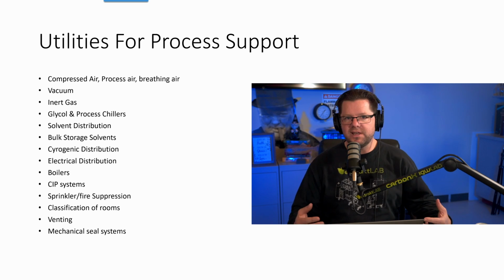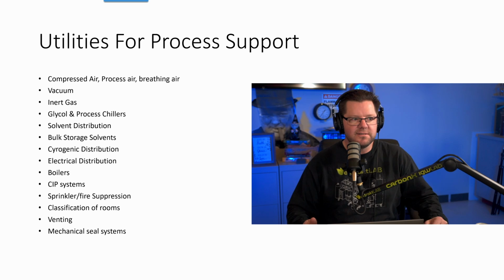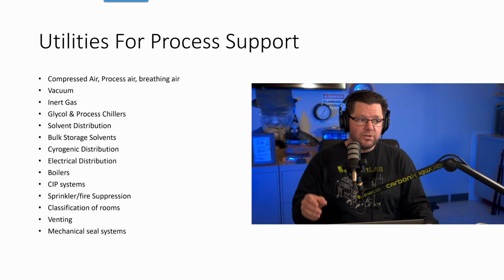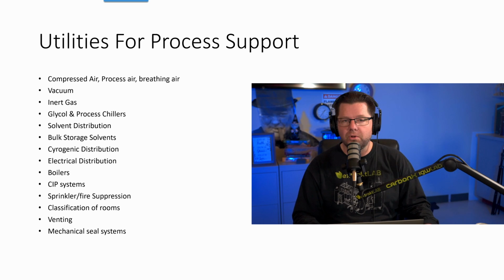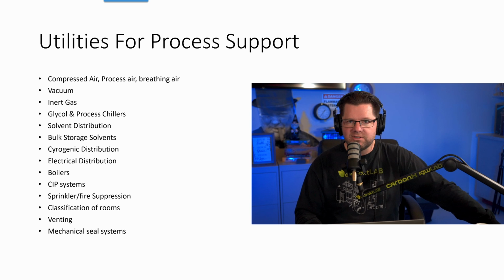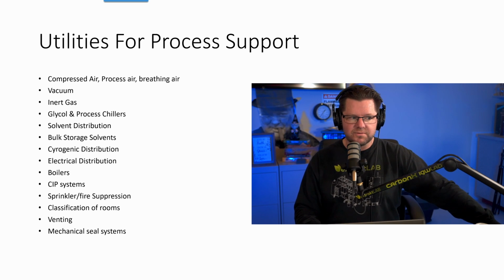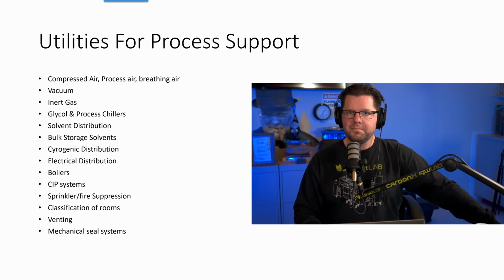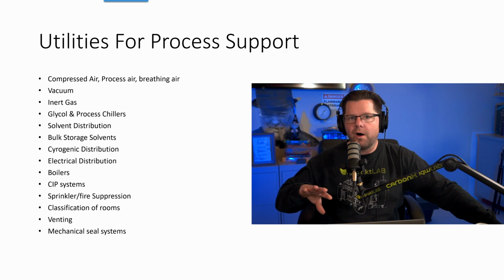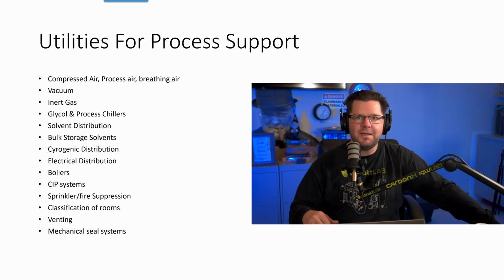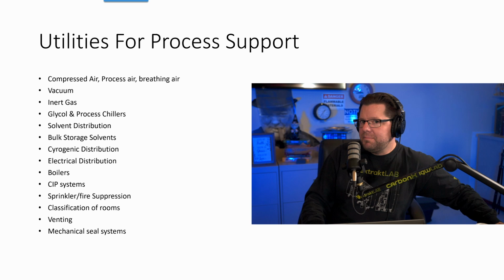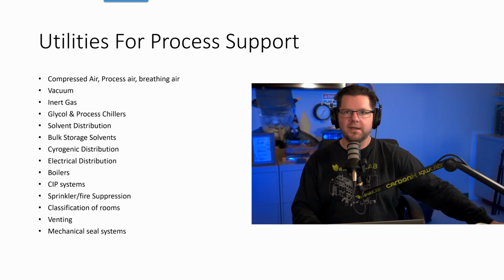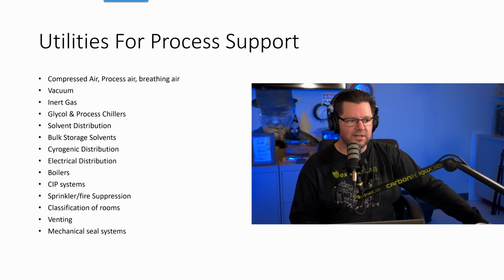Some of those would include, say, your compressed air, process air, or your process gases. Maybe it would be your vacuum, inert gas, all your glycol units, process chillers, for example, bulk storage units, electrical distribution, boilers, CIP systems, sprinkler fire systems, for example, classification of the rooms. Sometimes the rooms themselves will have an indirect or direct or no impact on the actual product quality. Again, we're always going back to the API, okay? And the API is essentially, does it impact the API or does it not impact the API? Is it indirect impact or is it direct impact? If it's direct impact, then of course we qualify it and we commission it. These are just some examples.